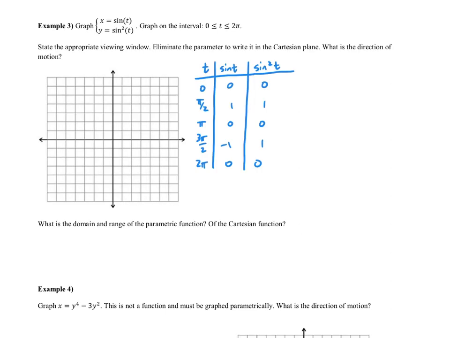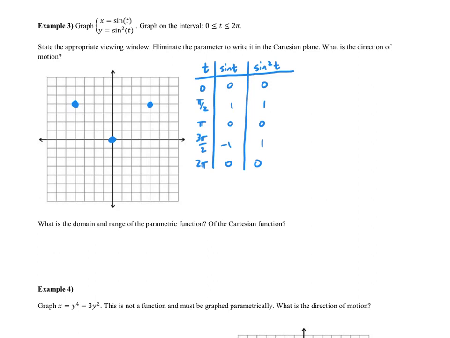We obviously could put in all sorts of pieces of data here. I just chose a few just to get to 2 pi a little bit more quickly. It's going to look a little strange though. So what we have is 0, 0 as a start. Then we have 1, 1. Then we're back to 0, 0. Then we're at negative 1, 1. Then we're back to 0, 0. So a very bizarre pattern.